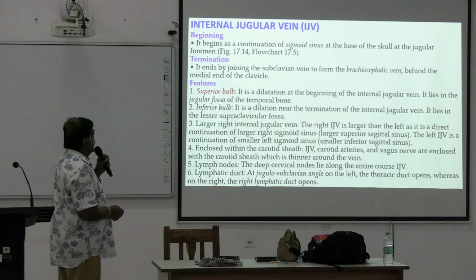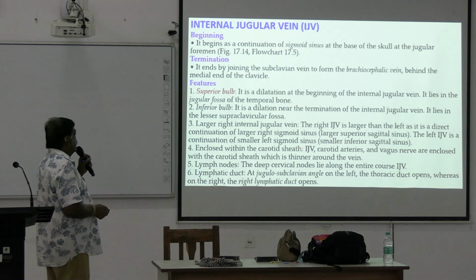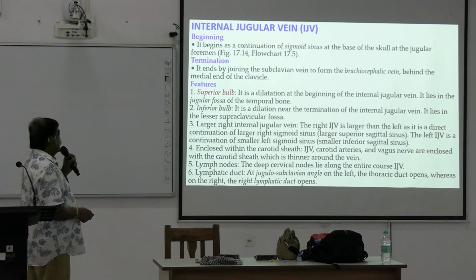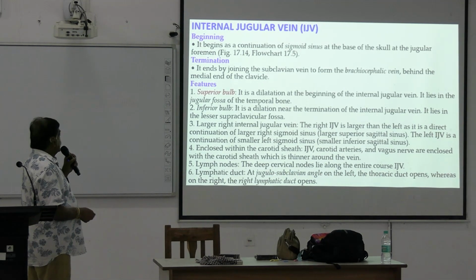The right internal jugular vein is larger than the left, as a direct continuation of the larger right sigmoid sinus and larger superior sagittal sinus. The left internal jugular vein is a continuation of the smaller left sigmoid sinus and smaller inferior sagittal sinus. It is enclosed within the carotid sheath with the carotid arteries and vagus nerve, with the sheath thinner around the vein. Deep cervical lymph nodes lie along this course. Lymphatic ducts open at the jugulo-subclavian angle: on the left the thoracic duct opens, whereas on the right the right lymphatic duct opens.